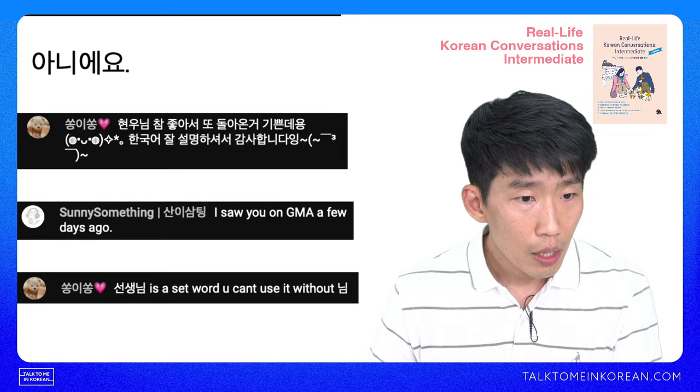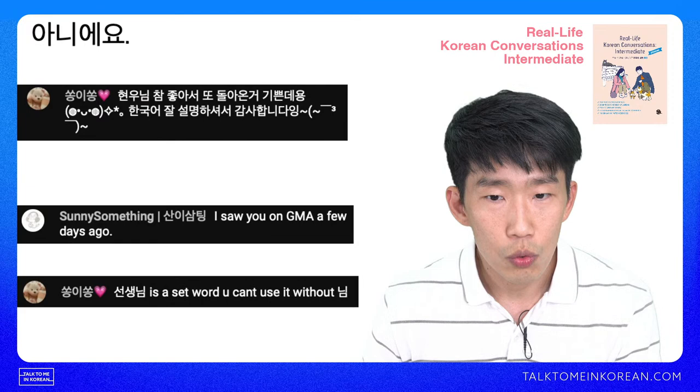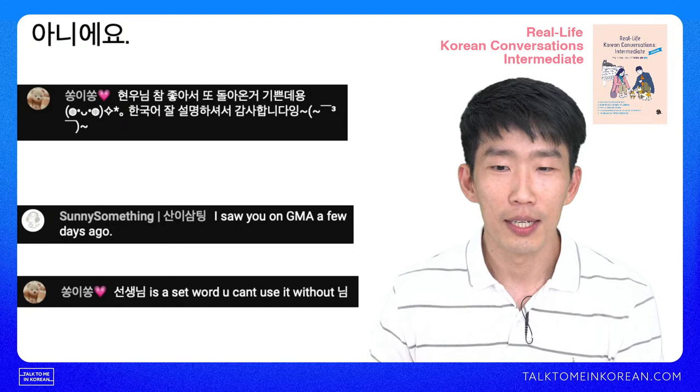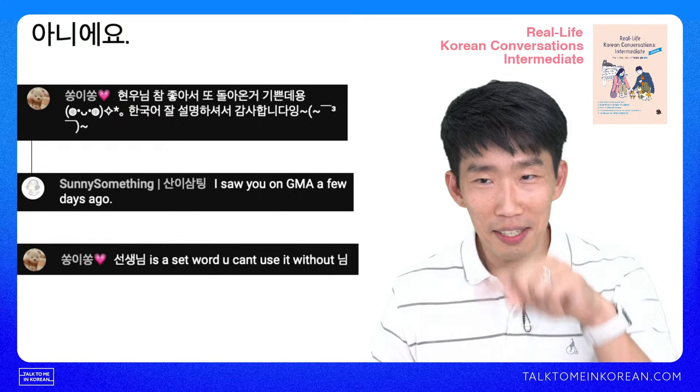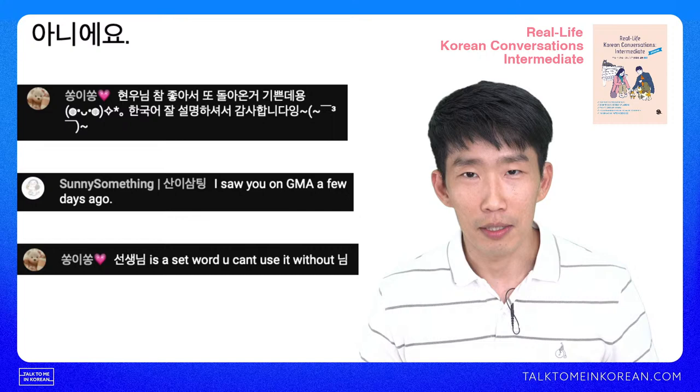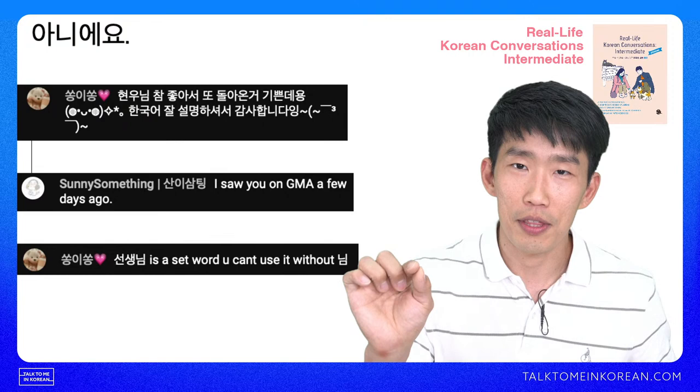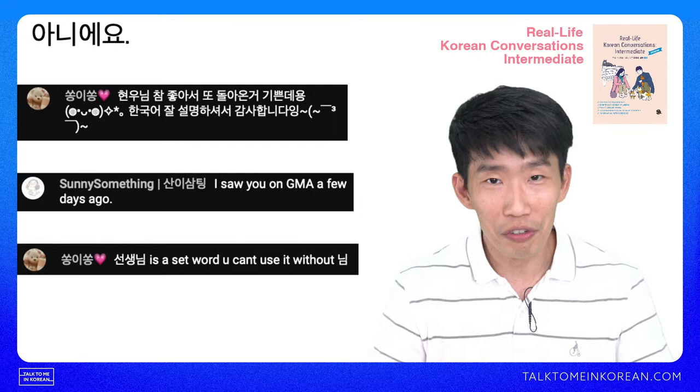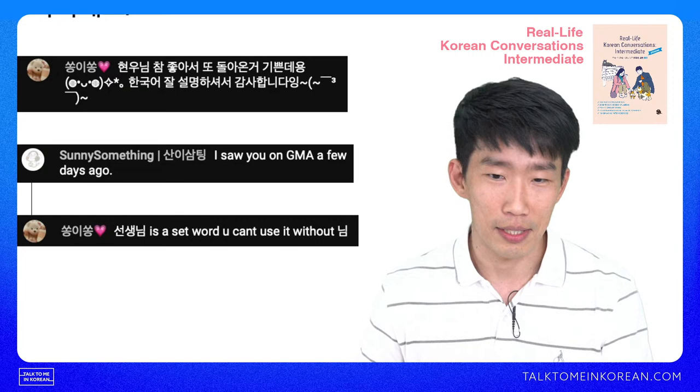And then this one, 송이송, 현우님, 참 좋아서 또 돌아온 거 기쁜데요. 기쁜데요. 한국어 잘 설명하셔서 감사합니다. 잉. Lots of 잉s at the end. And you can give the 애교 vibe, cuteness, affectionate vibe by ending your sentences with so-and-so 감사합니다. So-and-so인데요. Like that. If you overuse it, it'll sound like you are being too playful, but at the same time, you can sometimes use it.